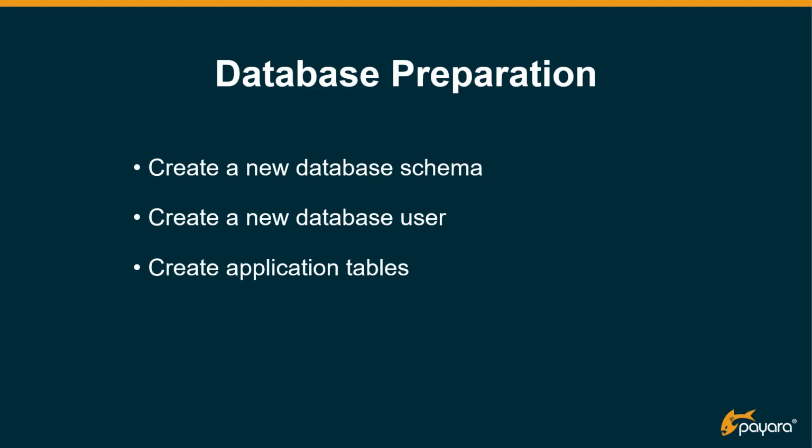The next step will be to prepare our database. So in order, we'll have to create a new database schema, a new database user which will have privileges over this recently created schema. And then we'll have to prepare our application tables, one table for the users and one table for the qualities.